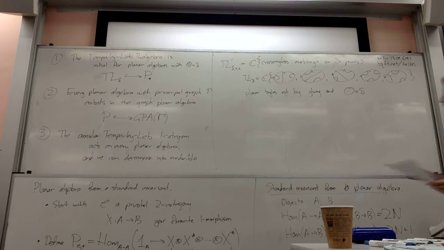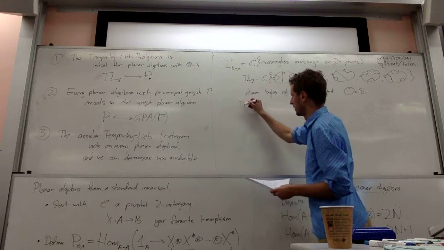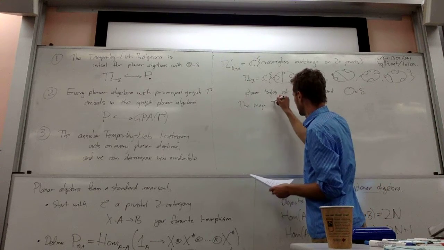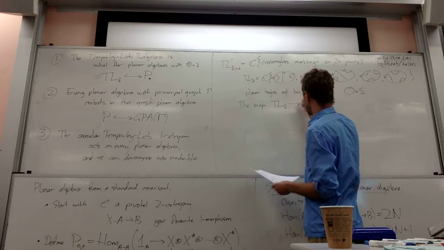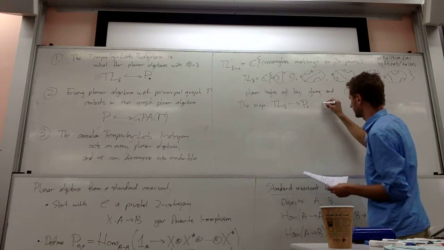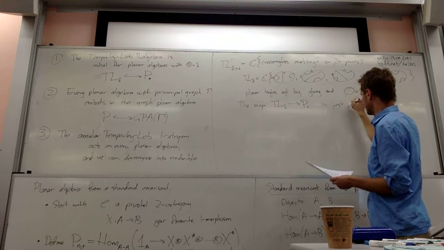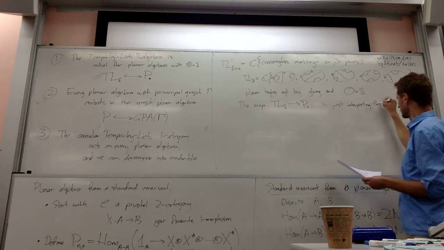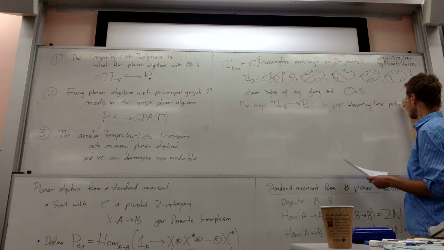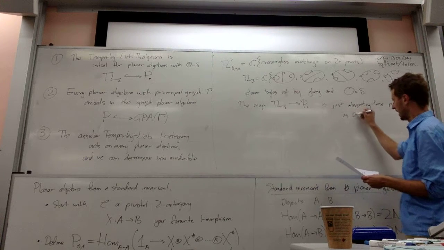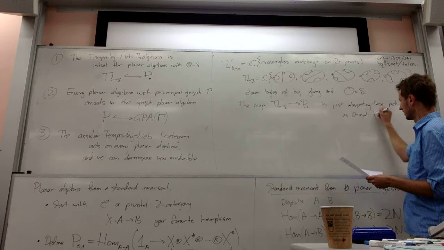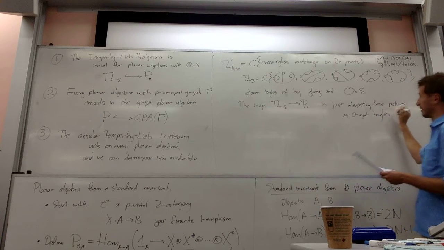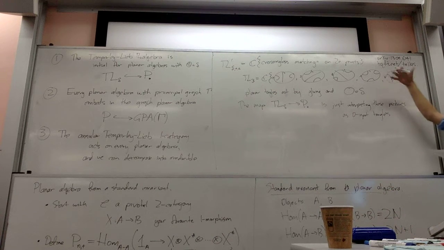Okay. And so the map from TL delta into some arbitrary planar algebra is just interpreting these pictures as zero input planar tangles. Okay? You think of them as a zero input planar tangle, and so they give you a map from the complex numbers to the appropriate space, and so that picks out the model.